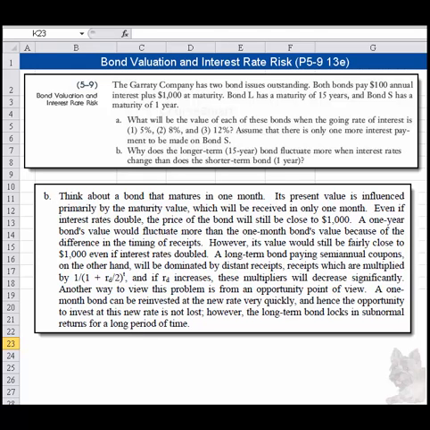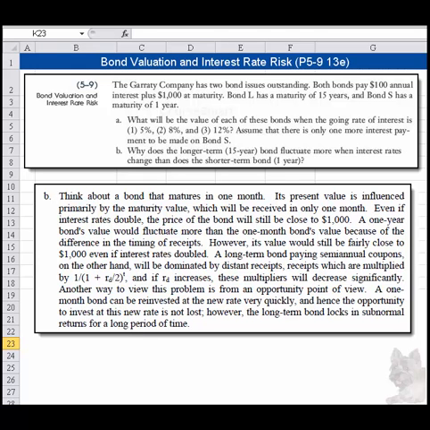But a long-term bond paying semi-annual coupons, meaning it pays interest twice a year, on the other hand, will be dominated by distant receipts. So the value of that bond is impacted by all of those receipts that are going to take place over many periods. And then they're multiplied by the present value formula, which is 1 divided by 1 plus the discount rate divided by 2 raised to the power of t. And if the required rate increases, these multipliers will decrease significantly. So if you work through the math, you'll see how that works.